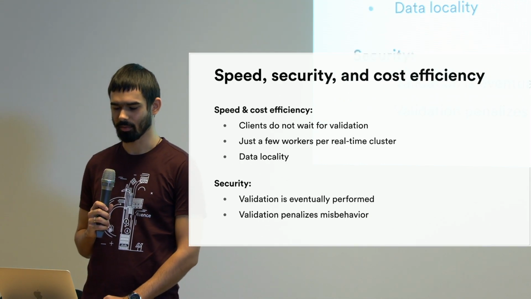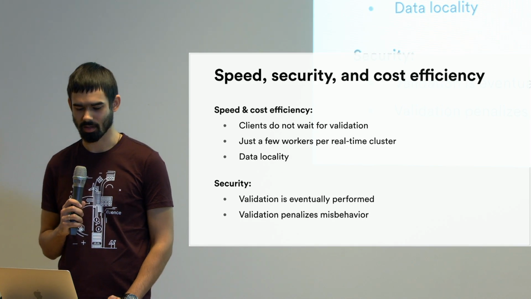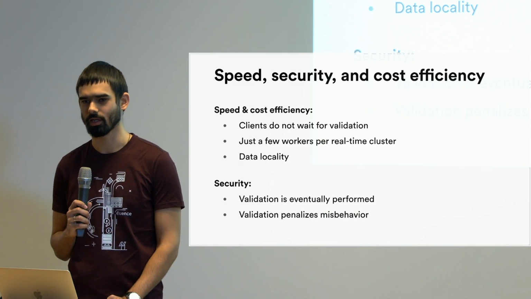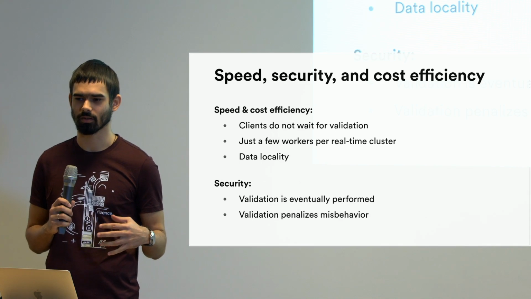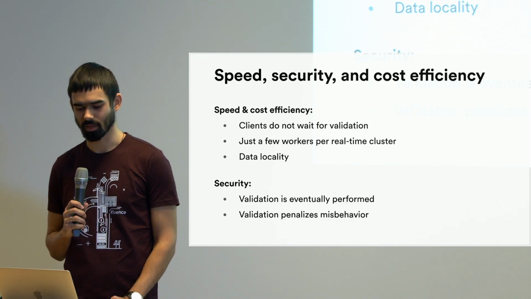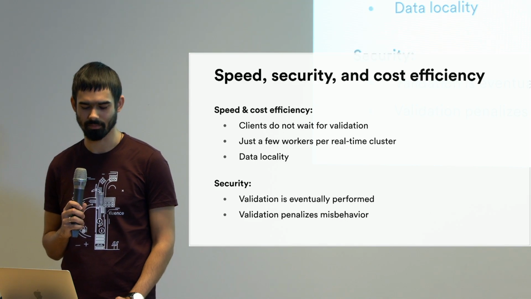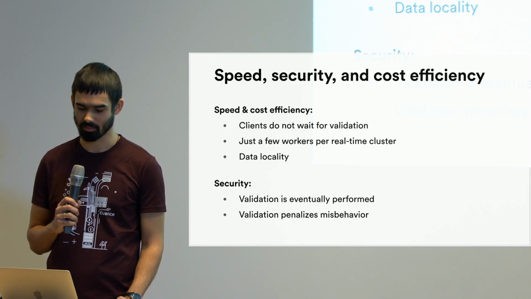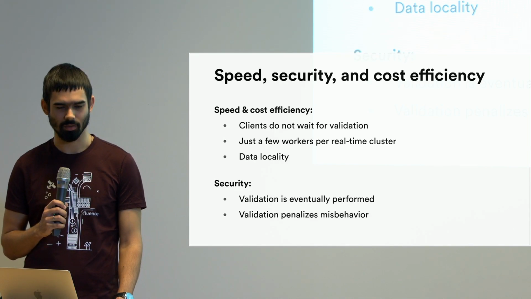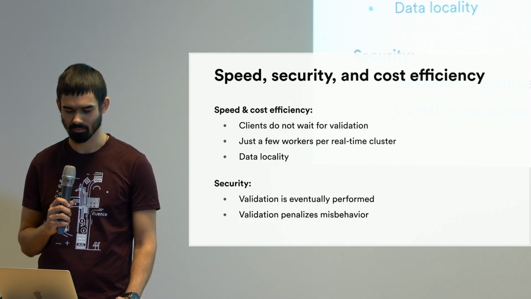Finally, this design enables speed, security, and cost efficiency in Fluence. Speed is achieved because clients have no need to wait for validation prior to having the results of the transaction. And also, we have just a few workers per cluster, and we store data locally. This helps both with speed and with cost efficiency. And for security, we have eventual validation, and validation penalizes misbehavior.